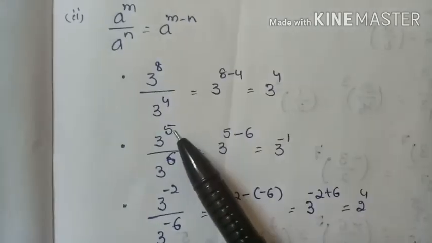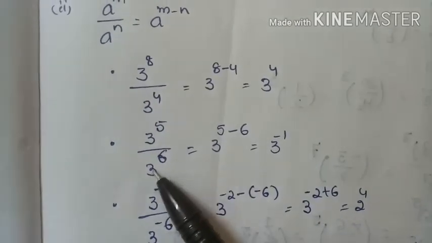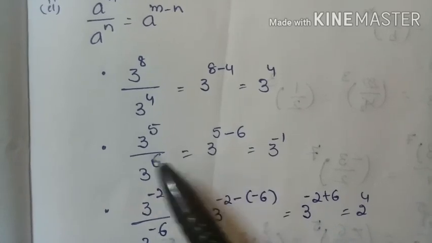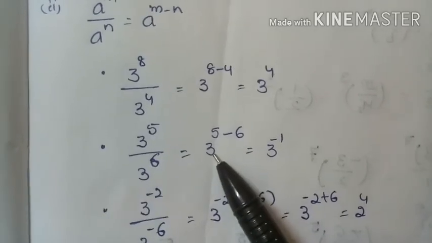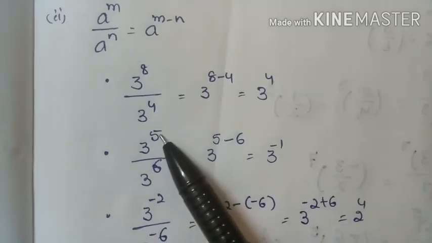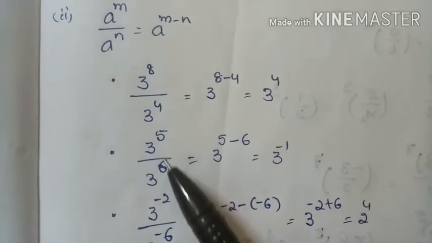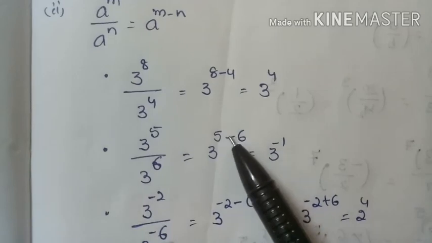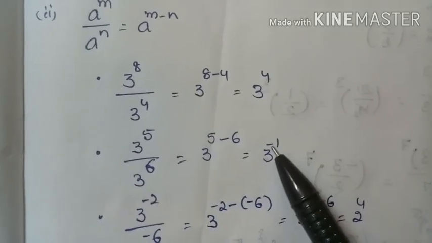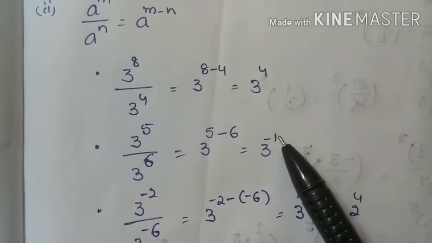Next one, 3 power of 5 divided by 3 power of 6. So here also base 3 is common in division. Simply subtract the exponents. So 3 power of, first exponent m is equal to 5, n is equal to 6. So m minus n, 5 minus 6. So 5 minus 6 is equal to, we know that, minus 1. So 3 power of minus 1.